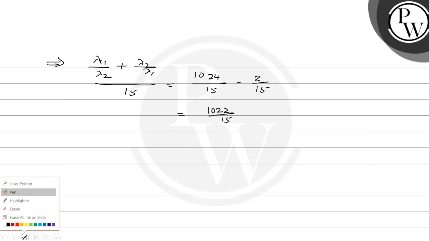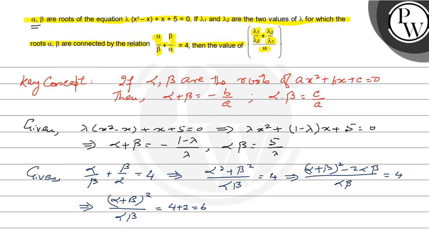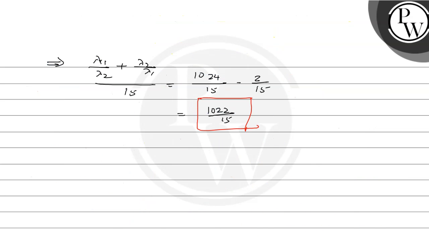So I am just highlighting it. So the value of the given expression will be 1022 divided by 15. We have used the key concept: if alpha and beta are the roots of the equation x square plus bx plus c equal to 0, then alpha plus beta, that is the sum of the roots, will be equal to minus b over a, and alpha beta will be equal to c over a. And we are getting the final value as 1022 divided by 15. Hope you understand it well.